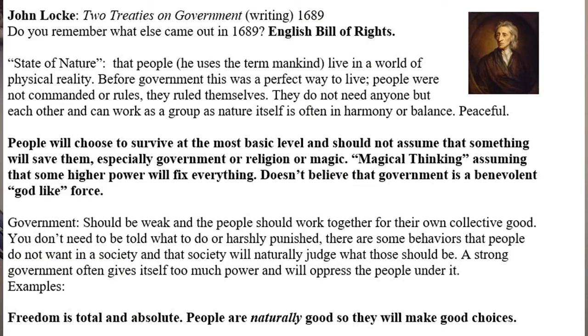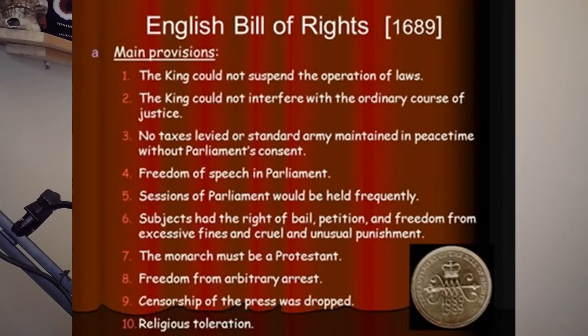It's written in 1689. Do you remember what else came out in 1689? I can't hear you, but I'm going to assume that someone at some point, somewhere watching this, said the English Bill of Rights. And the English Bill of Rights, as we learned about previously, includes things like the right to have free speech in the parliament and the right to not just be imprisoned randomly by a king, things like that.